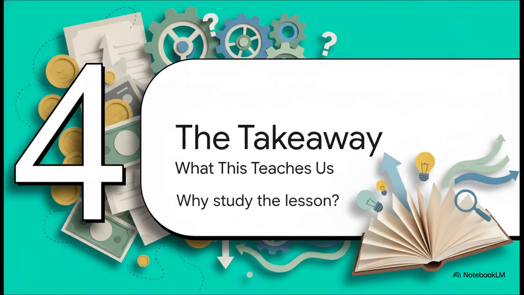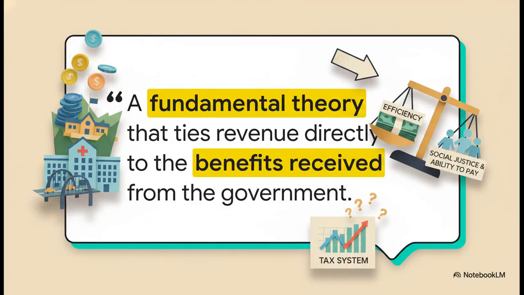So, if it's so full of holes in the real world, why do we even bother talking about it? What's the big takeaway? Well, the real takeaway is this. The benefit principle might be impractical as a one-size-fits-all rule, but it's an incredibly important idea. It's like a benchmark. It forces us to think really hard about the trade-offs between a pay-for-what-you-get system and other important values like social equity and just being able to afford to pay. It really helps sharpen our ideas about what fair actually means when we talk about taxes.